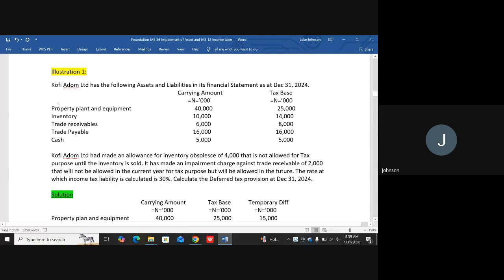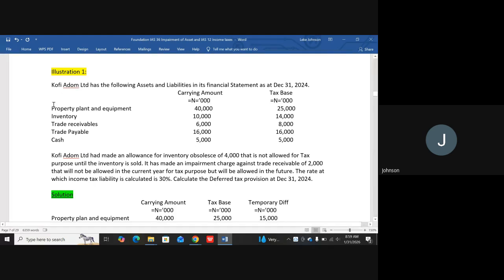So yeah, we now have a question. I want you to understand it. They say Kofia Dome Limited has the following assets and liability in its financial statement as at 31st December 2024. So yeah, they gave us the carrying amount. It was given to us directly. However, they may not give it to us directly. You can go and calculate it yourself. If you don't know how to calculate it yourself, go and see the other video that I did that is talking about IAS 36, impairment of assets. Go and check that video.